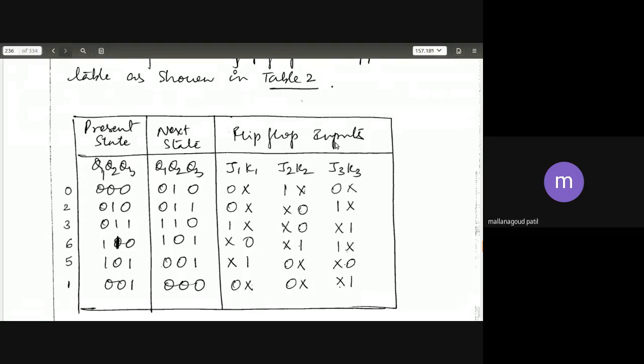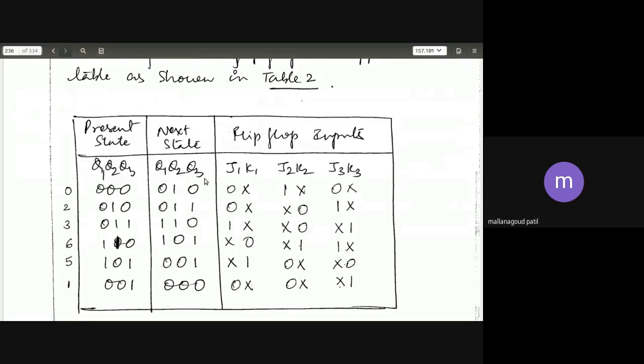Next, flip-flop inputs. For flip-flop inputs, you must have an excitation table. Now you see here. In the present state, a Q1 column is there, and in the next state, a Q1 column is there. Q1, Q2, Q3 in the present state, and next state Q1, Q2, Q3. Present state Q1 values are 0, 0, 0, 1, 1, 0. The next state Q1 is 0, 0, 1, 1, 0, 0.